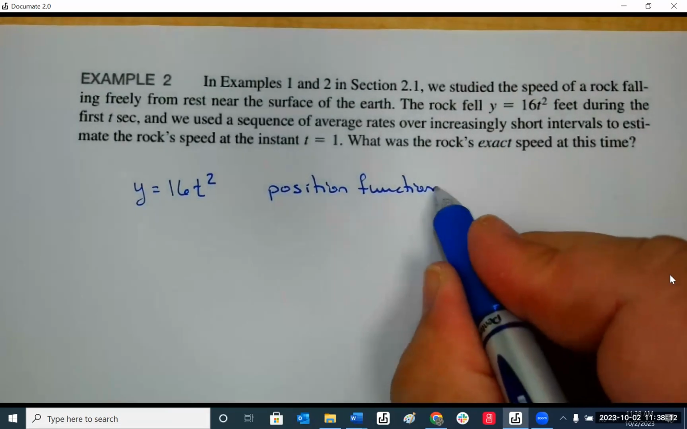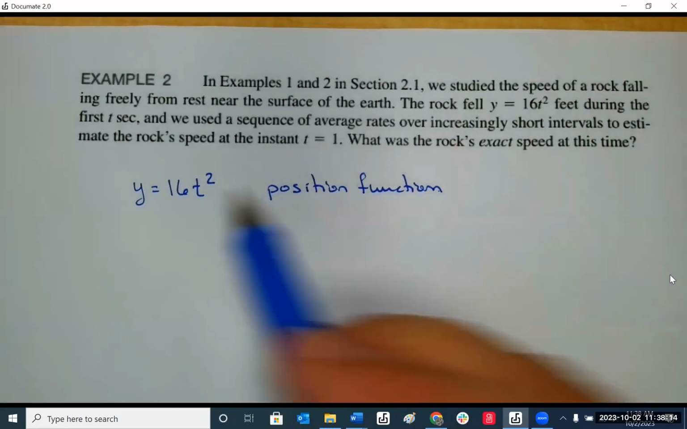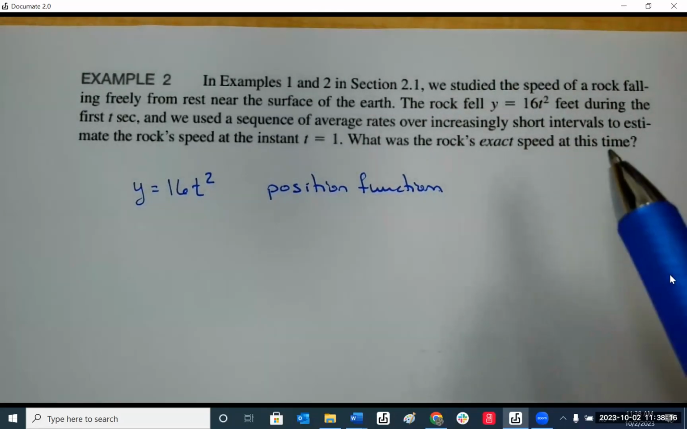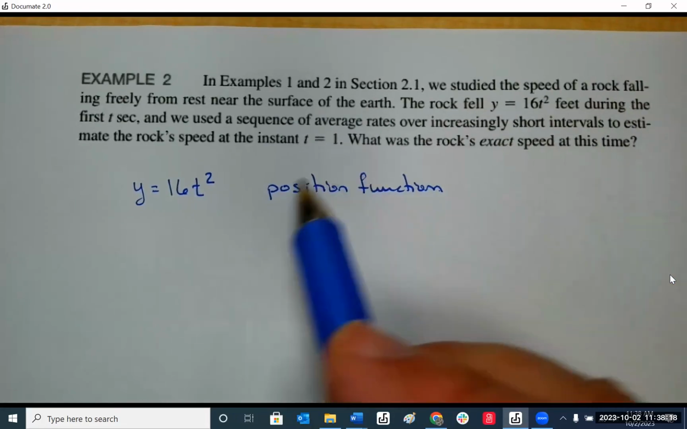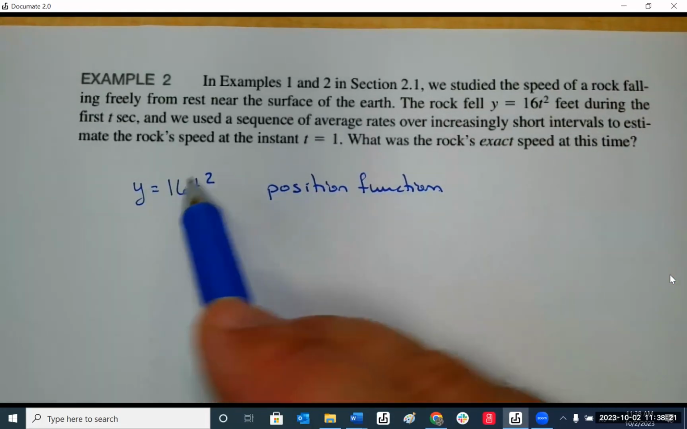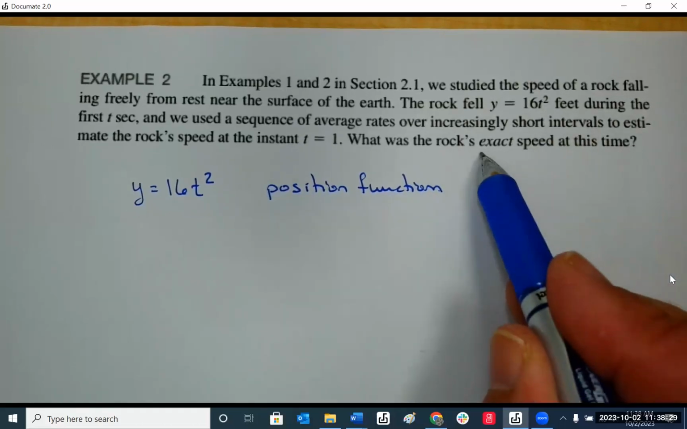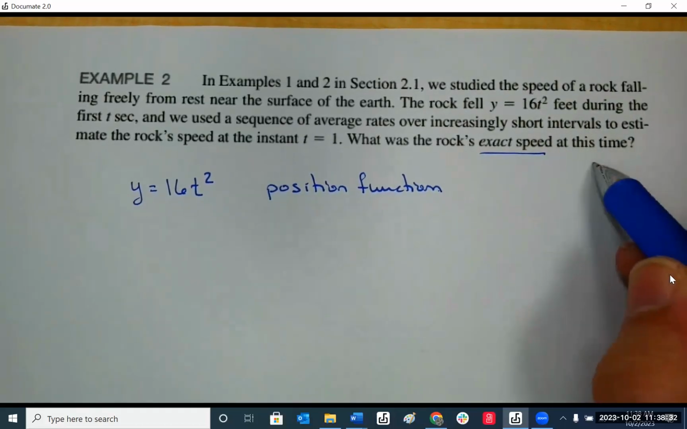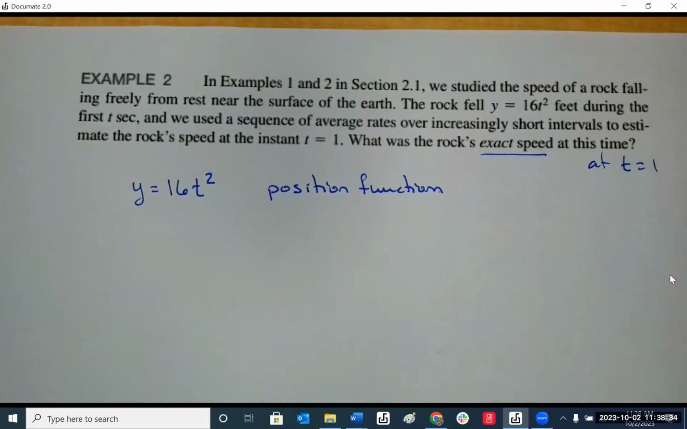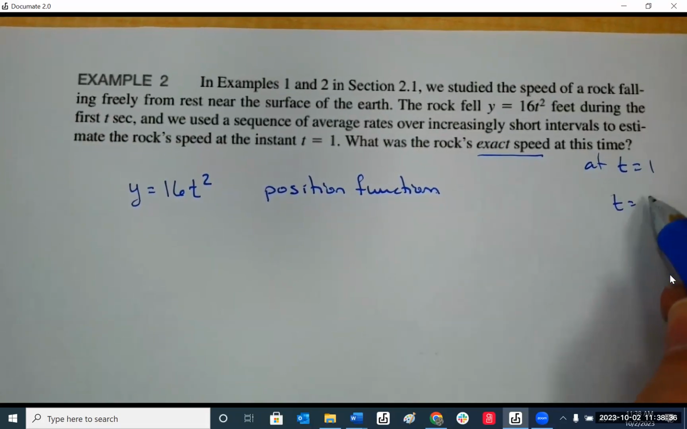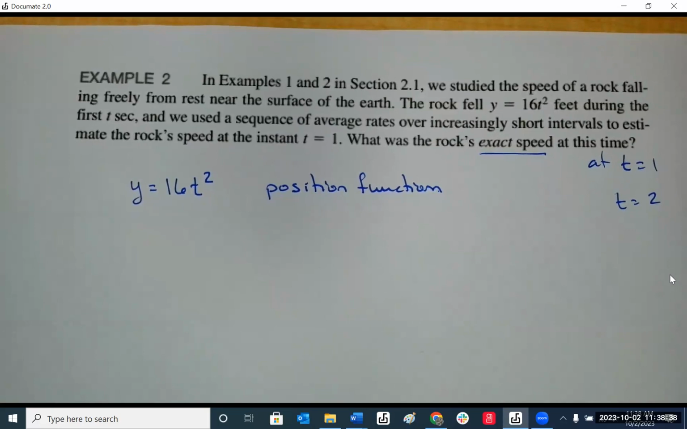So if we say at t equals 1, it fell 16 feet. At t equals 2, it fell 4 times 16, it fell what, 64 feet? And keep on going further, but that's not the speed. We're looking for the exact speed at t equals 1 or t equals 2. So how do we find that? The slope of it.